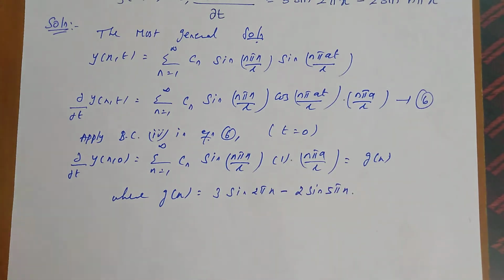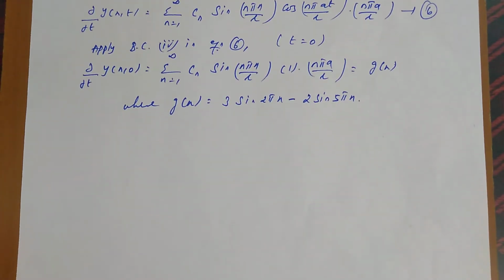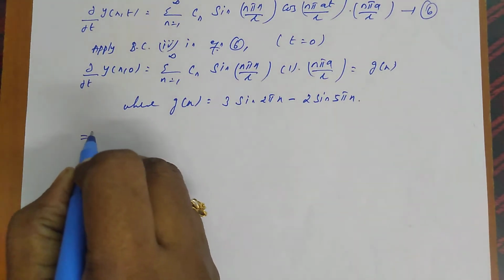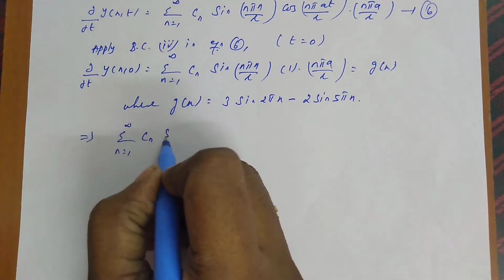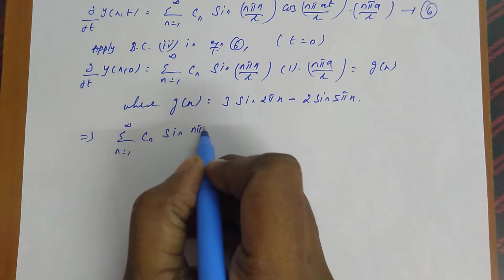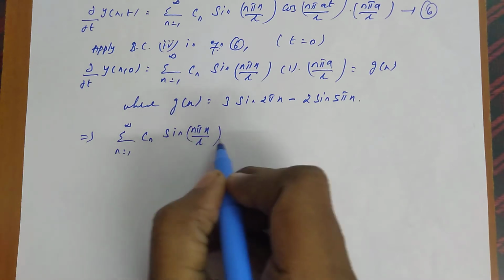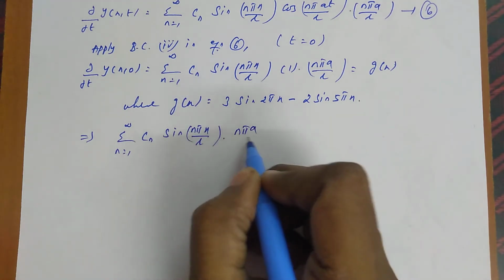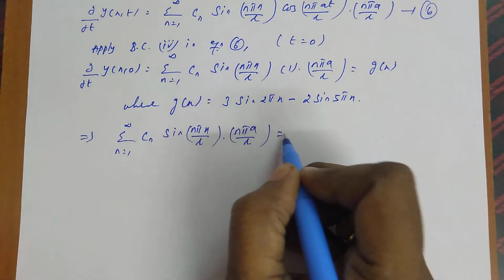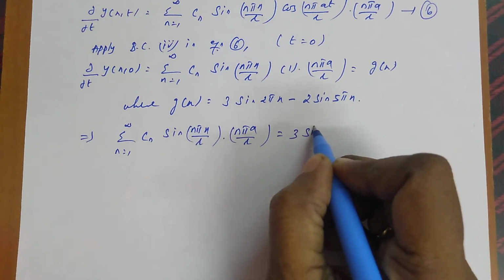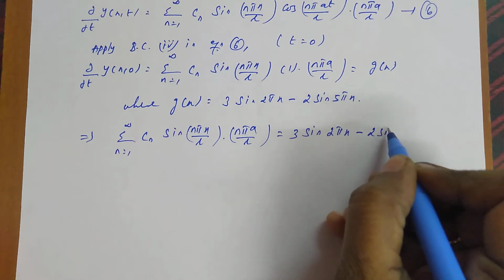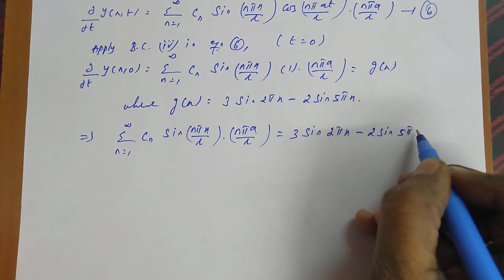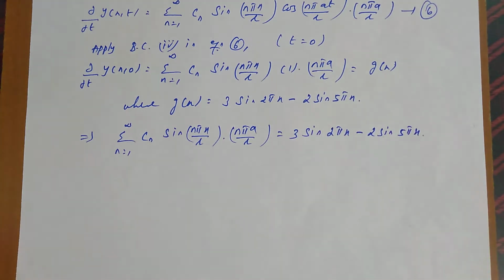So from this we can get, which implies sigma n = 1 to infinity Cn sin(nπx/L) into nπa/L = g(x). What is g(x)? 3 sin 2πx − 2 sin 5πx. So this is what we are getting.